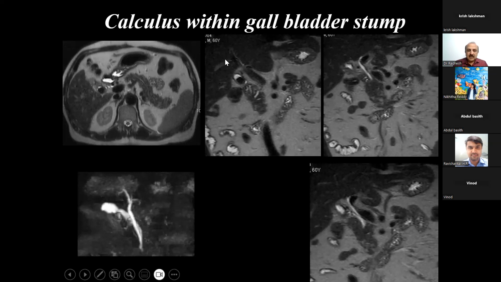But when you look at the T2 weighted sequences, you can look at the calculus so well. This is the stump, this is the bile within it, and this is the calculus. So again, I repeat, please look at raw data. This is just an icing on the cake. This gives the entire diagnosis for you. You can look at the CBD, the surrounding area, the pancreas, the liver, nodal anatomy, everything.